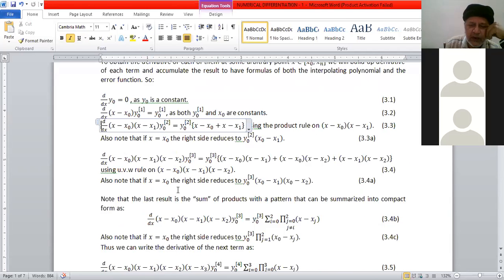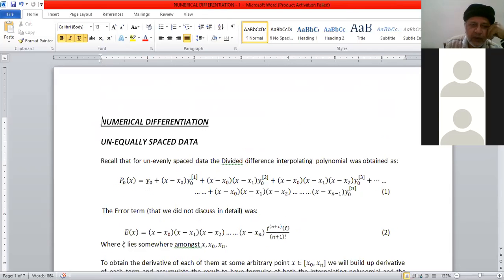So we take the derivative of this polynomial term by term. Derivative of this term is 0 because this is a constant data value. Here is the variable involved. This is constant. This is the constant divided difference, and we take the derivative of this term. That will be 1. So the first term in the derivative will appear as the first order divided difference.